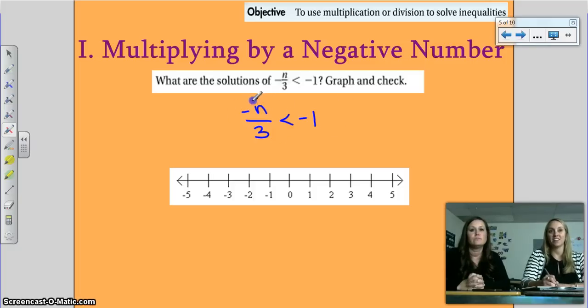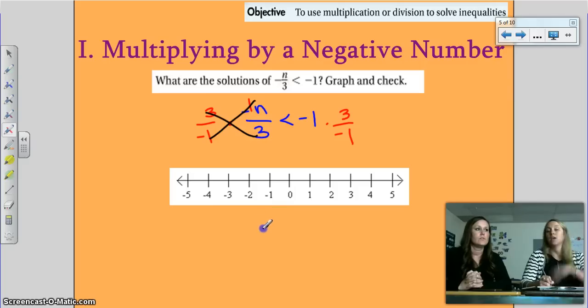What's hidden in front of the n? A 1. So the reciprocal is 3 over -1. Go. Both sides. If you're multiplying by a negative, that means you have to reverse the sign, flip the sign, change the sign, however you want to say it. Move that sign.